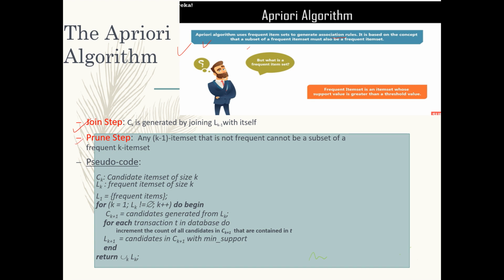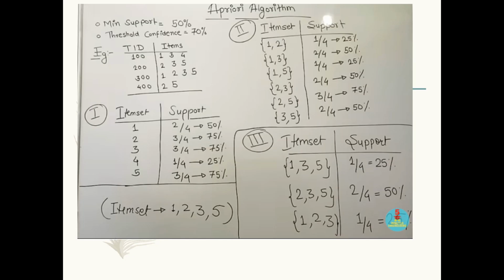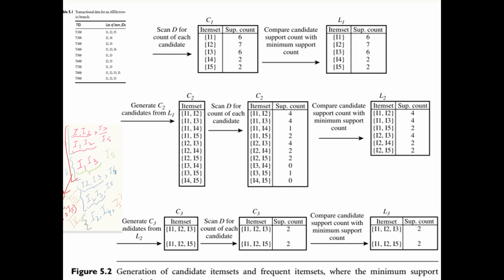Again, there are two steps here: the join step and the prune step. We'll go straight to the example that we were discussing. Here is the example, and this is the data set given to us. As I mentioned, the first step is to find C1, our candidate set, and we start with k equal to 1. The size of the item set to start off with is k equal to 1.